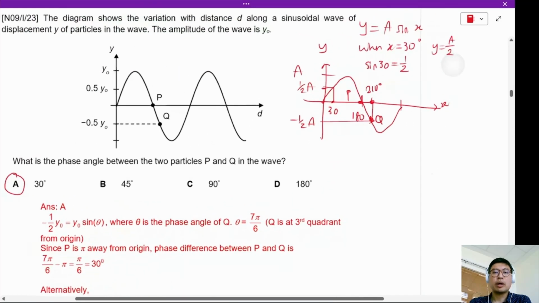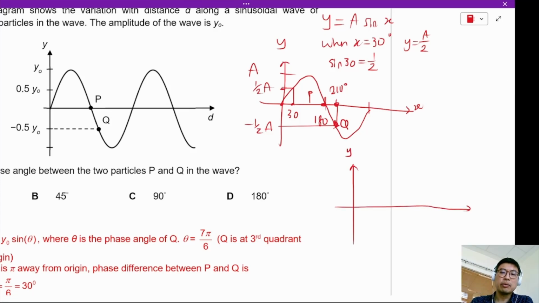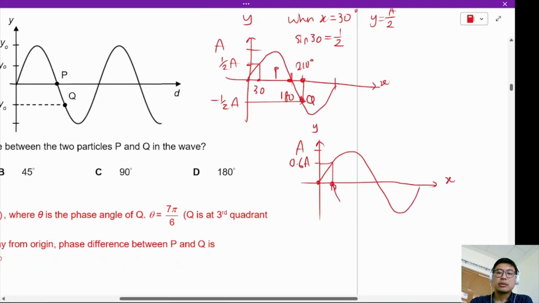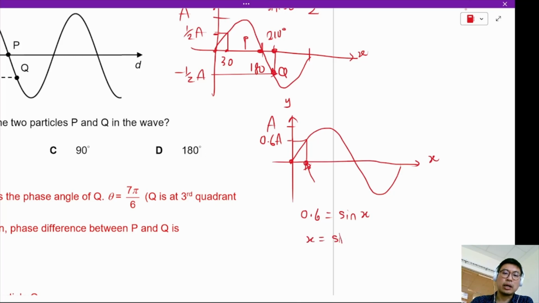So what if it's not exactly half? Let me give you an example. Let's say this is A and this is 0.6A. What is the phase difference between these two points? What is this angle over here? The phase angle you can find by saying that 0.6 is equal to sine of x. So x will be equal to the arcsine of 0.6.